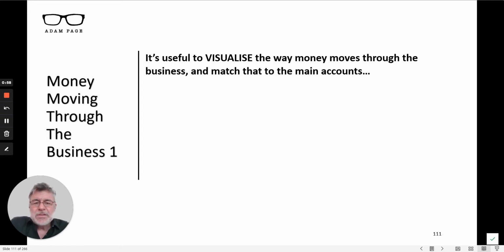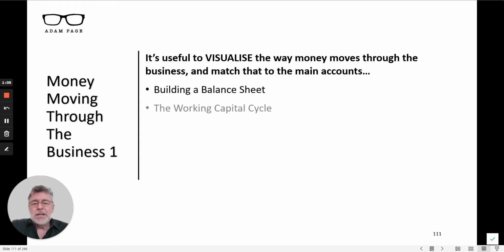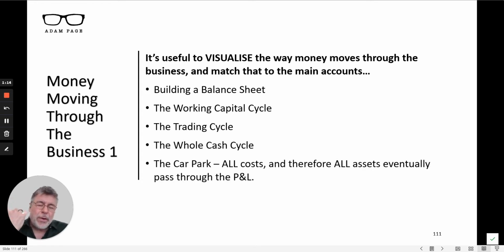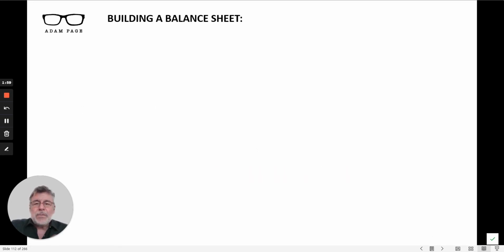So let's move through. It's useful to visualize the way money moves through the business and match that to the main accounts. So we're going to look at how we build a balance sheet, the working capital cycle, the trading cycle, the whole cash cycle. And then we're going to think about a final point, which is a simple but very important observation about the balance sheet, which tells us how all costs, of course, in the end, must pass through the profit and loss account. All the assets in the balance sheet we know end up going through the profit and loss account as a cost. So first of all, let's look at it from the point of view of the balance sheet.